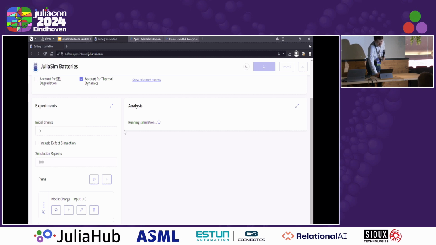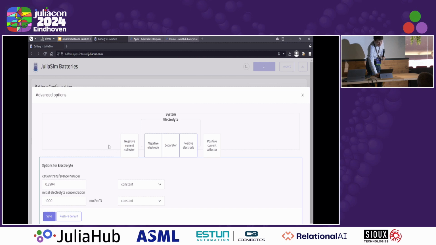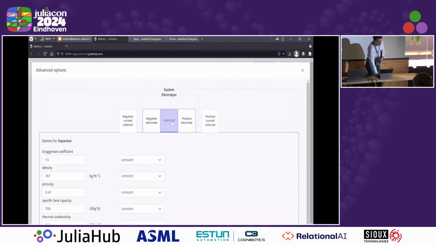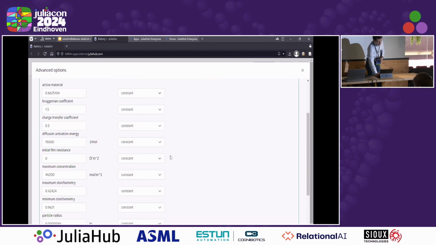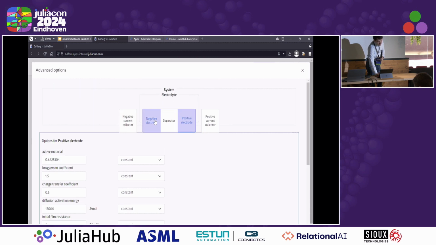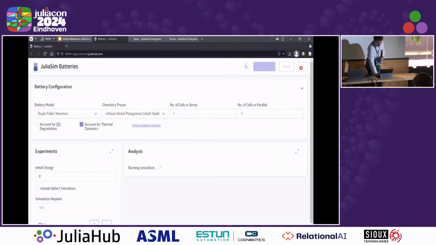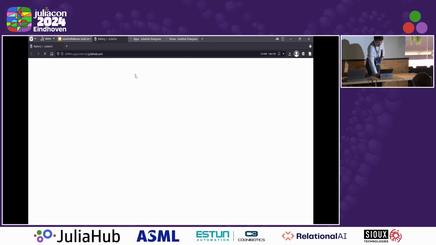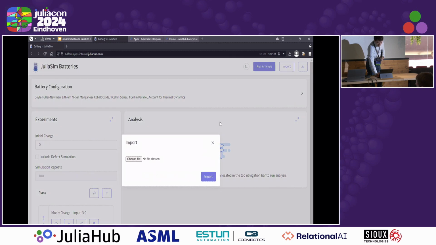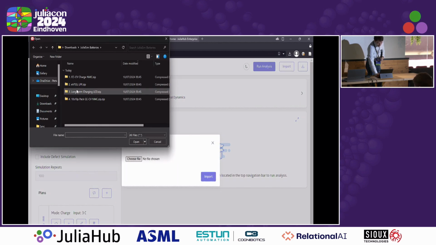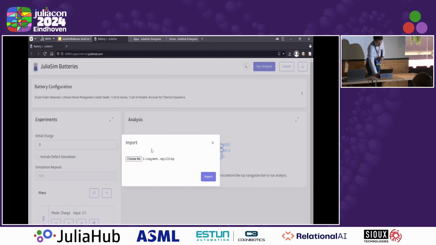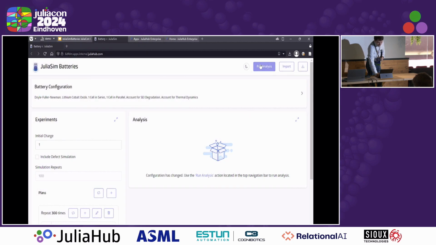Yeah. So here, if you look at the advanced option, this shows even more detail on the configuration and all of the parameters. We can go into even more detail here and edit everything as needed. Okay, just going to quickly refresh it. So we're going to import. You can easily import configurations, and run.